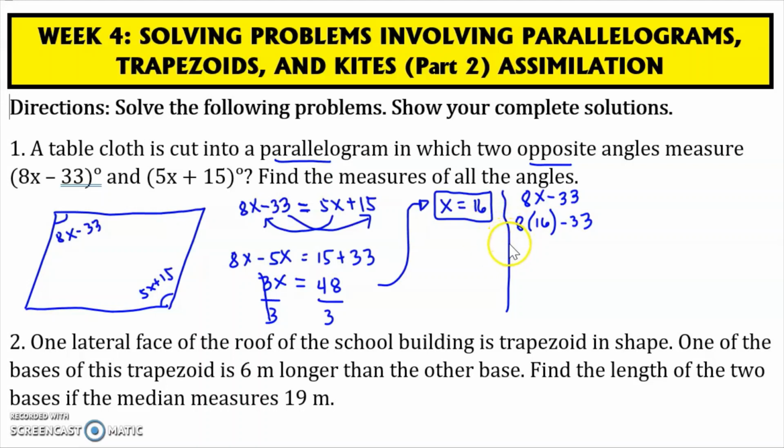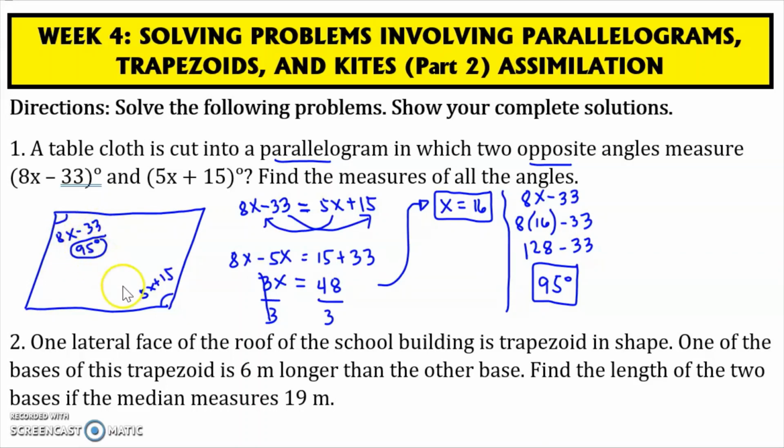So, 8 times 16, we have 128 minus 33. So, 128 minus 33. Ibig sabihin, our first angle measures 95 degrees. So, ito yung measure nito, ng angle na to. It measures 95 degrees. Ito yun ha, yung sukat nito.